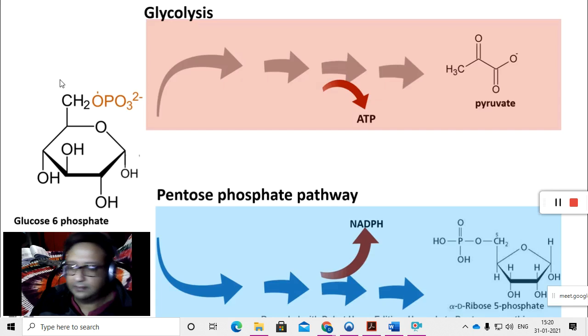But if the body needs anabolic responses such as fatty acid biosynthesis, cholesterol biosynthesis, etc., then the body would produce more NADPH, or if the body needs a lot of transcriptional activity or a lot of gene expression to happen, then it would choose the pentose phosphate pathway to channel the glucose 6 phosphate into that pathway. Now it entirely depends where the glucose 6 phosphate would be channeled, in the pentose phosphate pathway or in glycolysis, and it all depends upon the external demand.